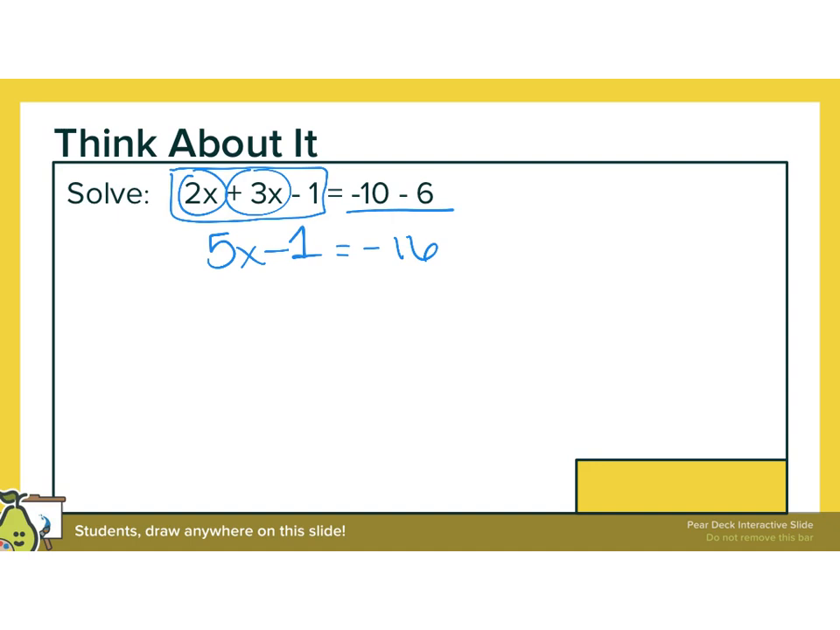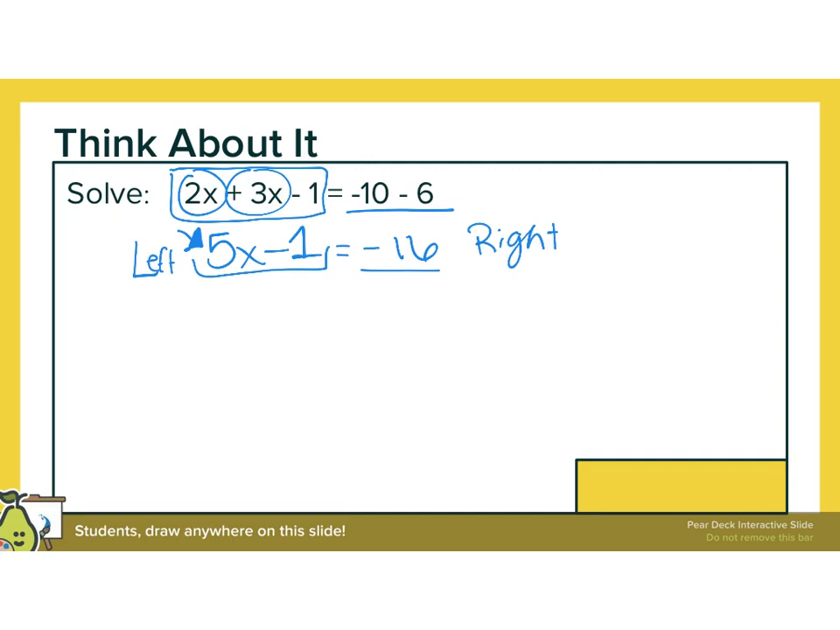Now I'm on step 3, get the variables on the same side. So look at the first side. I have a variable over here. The second side, there is no variable. So I don't have to do step 3. All of my variables are right here on the left side. Step 4, get my constants on the other side, okay? So variables are on the left.